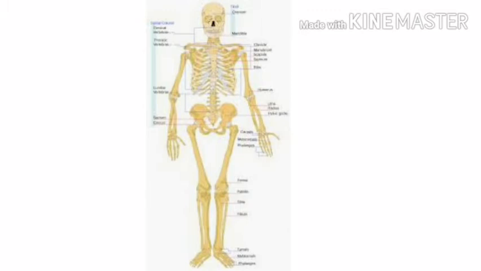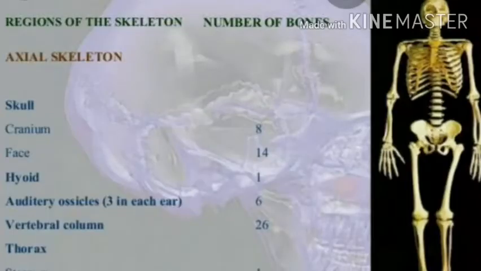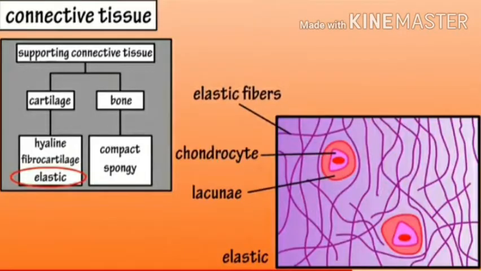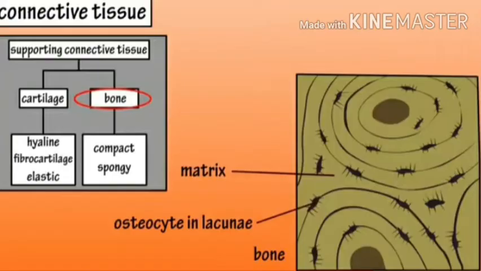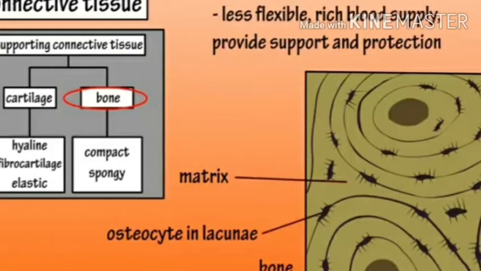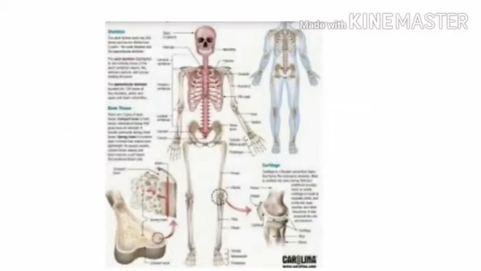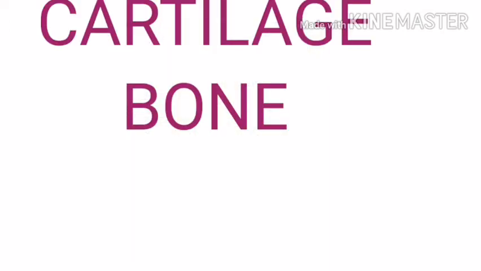We'll discuss today skeletal connective tissue or supportive connective tissue. It is a connective tissue in which the matrix is rigid and the living cells occur in fluid-filled spaces called lacunae. Skeletal tissue provides support and protection. It forms the endoskeleton. Skeletal tissue is of two types, that is cartilage and bone.